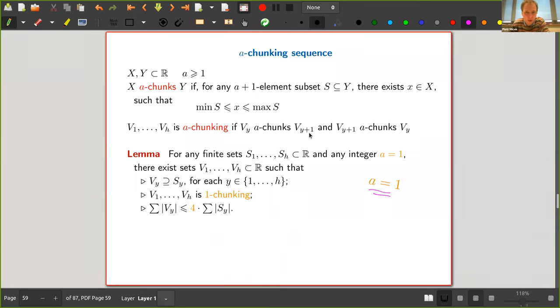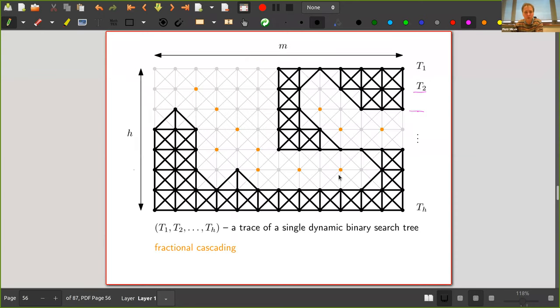So we start with the rows. Yeah, that's our sets. S1 to SH are the vertex sets of the rows. And we can find supersets of those, V_i, such that they are chunking. What does it mean that the sequence is one chunking? It means the two consecutive sets V_i and V_i plus one are close to each other. Whenever you have a sequence of a plus one elements in one, there is an element between them of the other. And that's exactly the property I was trying to envision here.